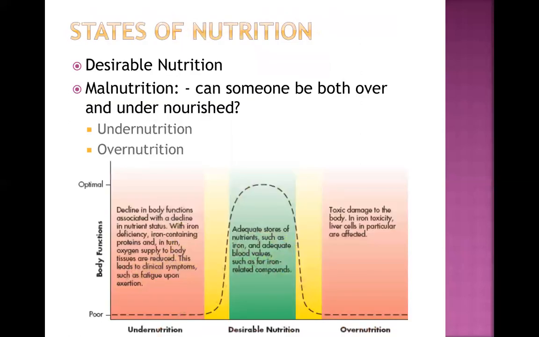States of nutrition. So, we do want desirable nutrition. The ultimate goal of nutrition is to promote optimal health, reduce sickness, and give adequate calories to maintain weight. Malnutrition. Somebody can be both over and undernourished. The term malnutrition literally just means bad nutrition. And so you can have malnutrition if you have an excess of calories. You can also have malnutrition if you do not have enough calories or do not have enough of a certain nutrient.